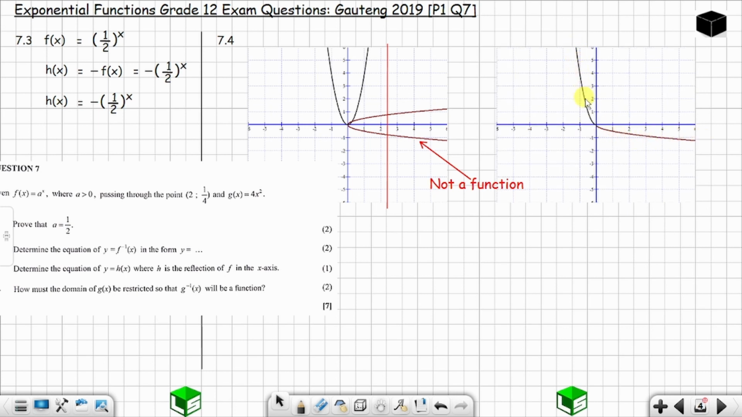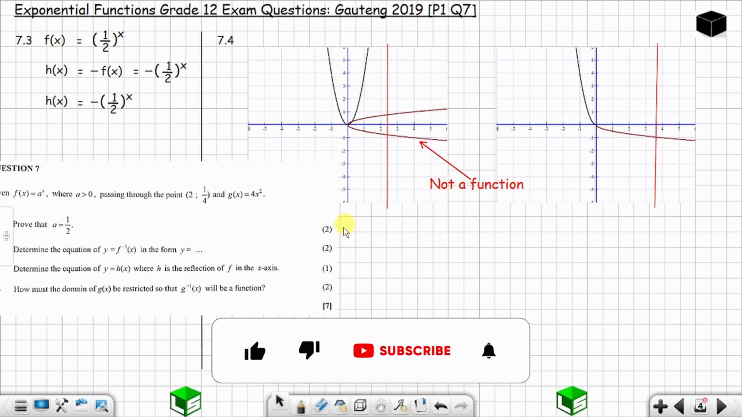So the inverse of this is this. And you can see this is the function, right? Because the vertical line is cutting it only once. So this one is failing the vertical line test, and this one is passing the vertical line test. So this is the function. So if I restrict the domain from negative infinity to 0, the inverse will be a function.